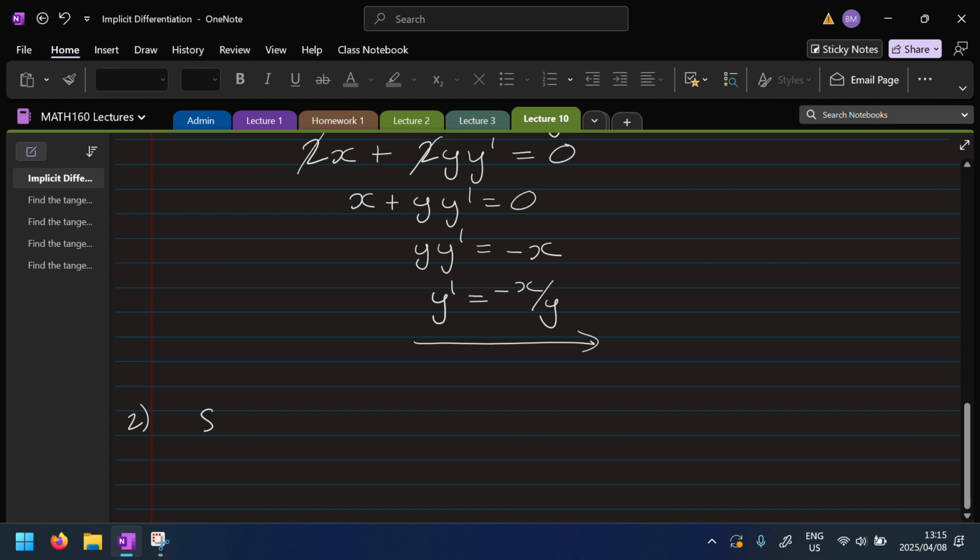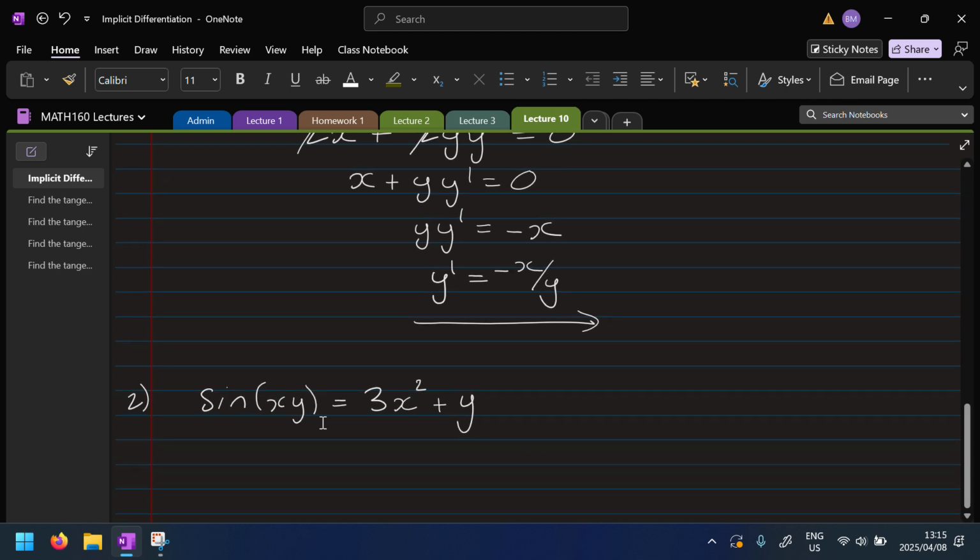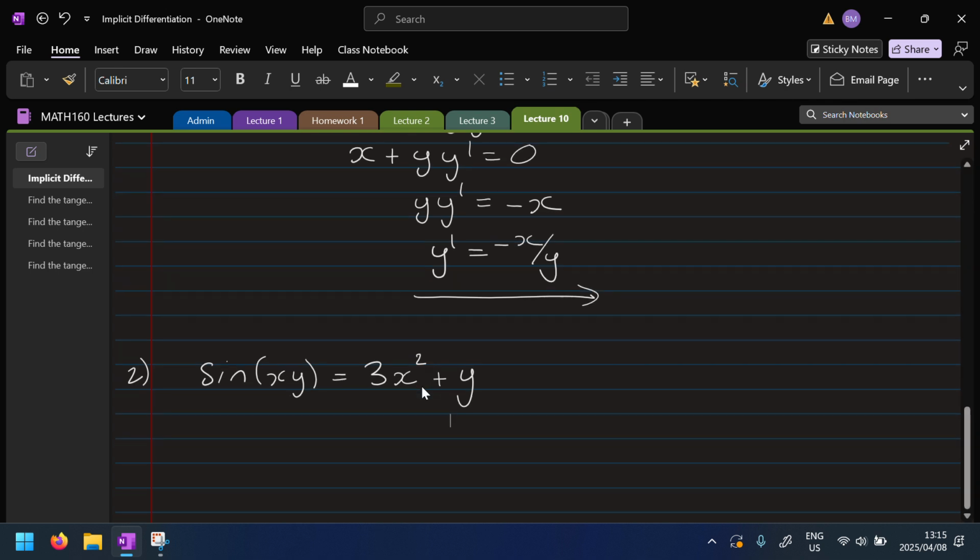So example 2, we have sine of xy is equal to 3x squared plus y. So again, we've got this y inside some other function mixed up with x, so we can't directly write y equals some function of x. Okay, it's a bit more complicated than that. But we still want y prime, so we're going to take the derivative on both sides.